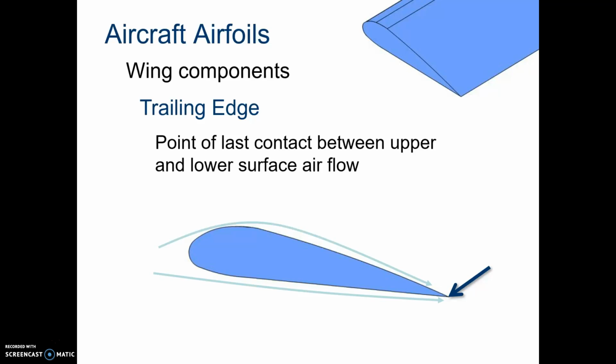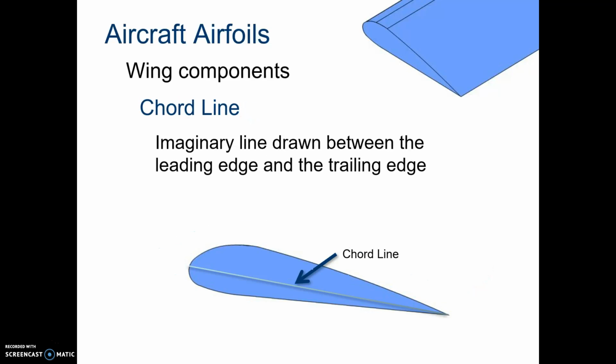Point of last contact between upper and lower surface of airflow. Chord line is an imaginary line drawn between the leading edge and the trailing edge. So you want to go ahead and label that and draw it on your drawing.